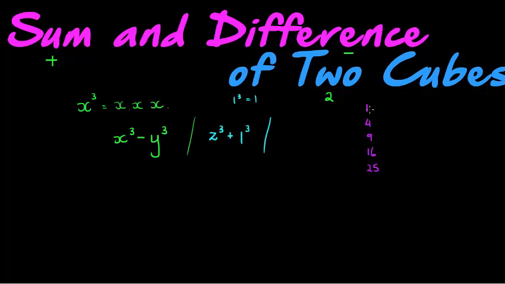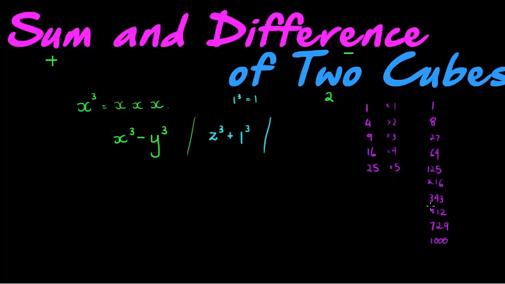Okay, so if I multiply these ones again with a 1, a 2, a 3, a 4, I get the cubes. Okay, so basically I'm just doing 1 cubed is 1, 2 cubed is 8, 3 cubed is 27, 4 cubed is 64, 5 cubed is 125, 6 cubed is 216, 7 cubed is 343, 8 cubed is 512, 9 cubed is 729, 10 cubed is 1000.